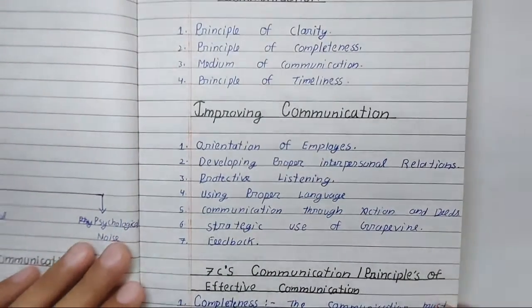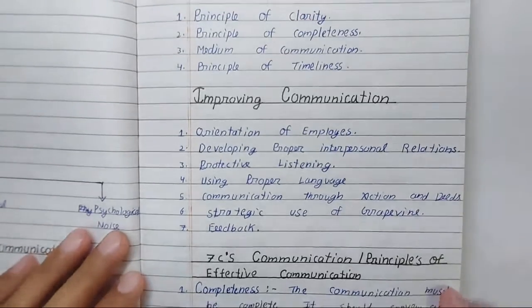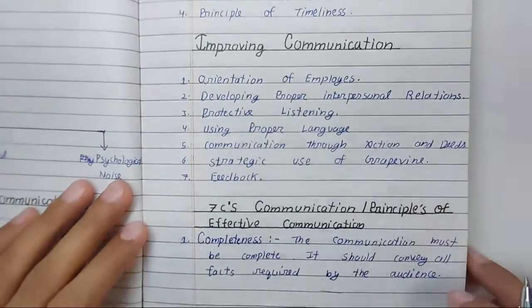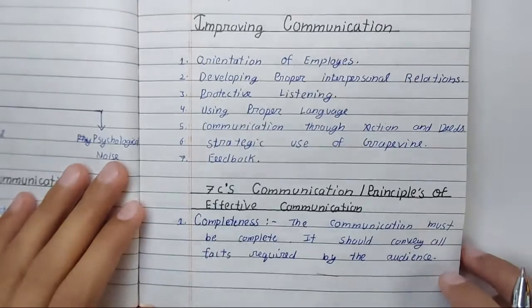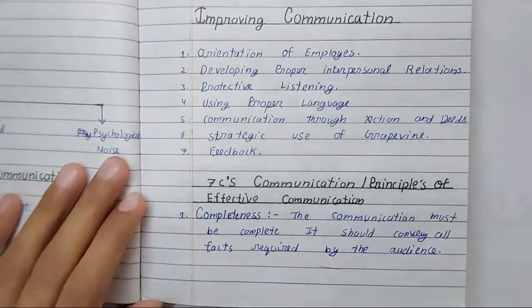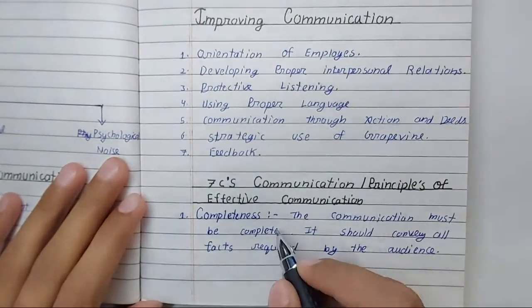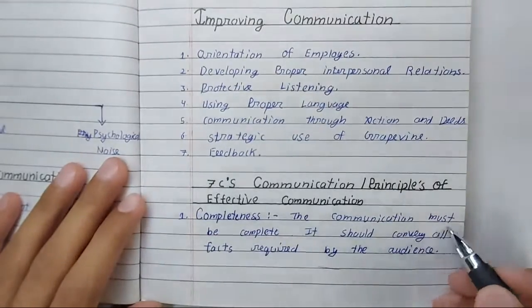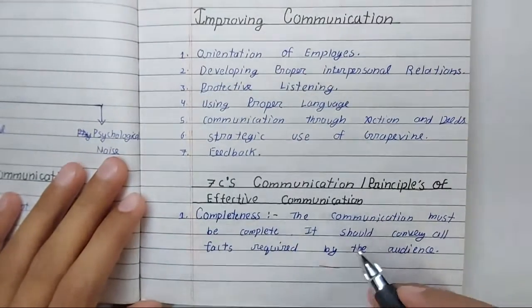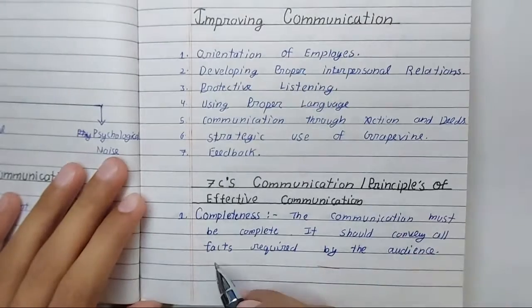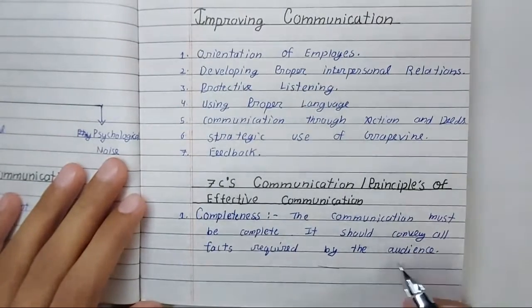Next topic is very important. 7 C's of communication, principles of communication. First one is completeness. The communication must be complete. It should convey all facts required by the audience.